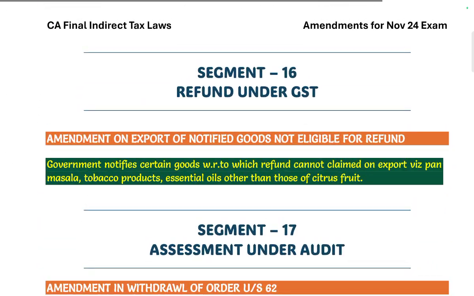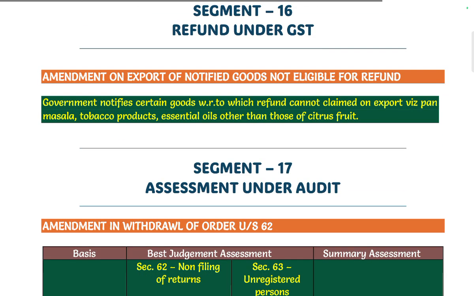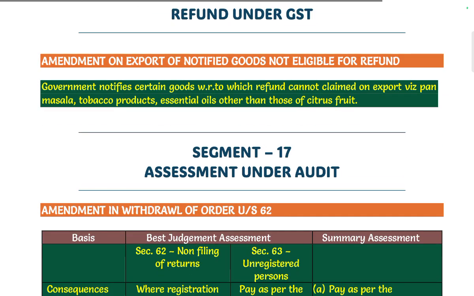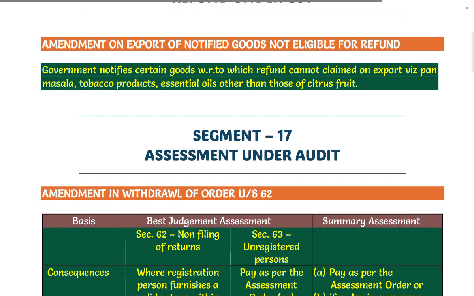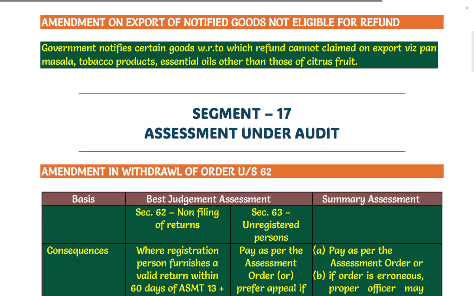Refund under GST. Amendment on export of notified goods: they are not eligible for refund. By government notification, refund cannot be claimed on export of certain goods with respect to refund, such as pan masala, tobacco products, essential oil other than of fruit or some citrus fruits.